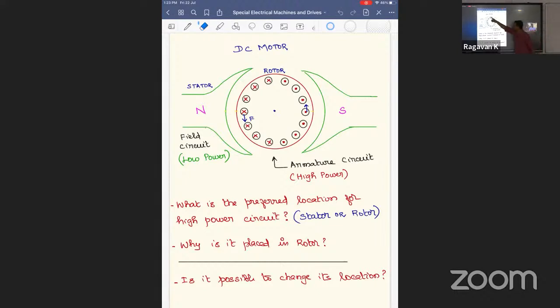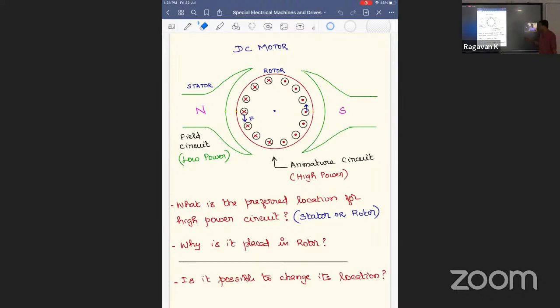When the conductors are under the north pole, the current is perpendicular to the screen and inwards. When the same conductor comes under the south pole, it has to be a dot. If you want unidirectional rotation of the rotor, the current reversal should continuously happen as the conductors move from north pole to south pole and again from south pole to north pole. This current reversal is called commutation.